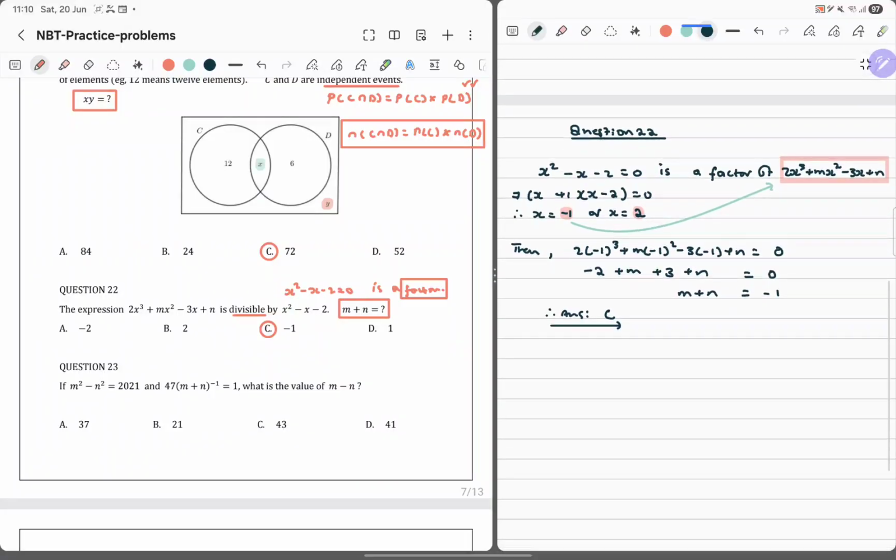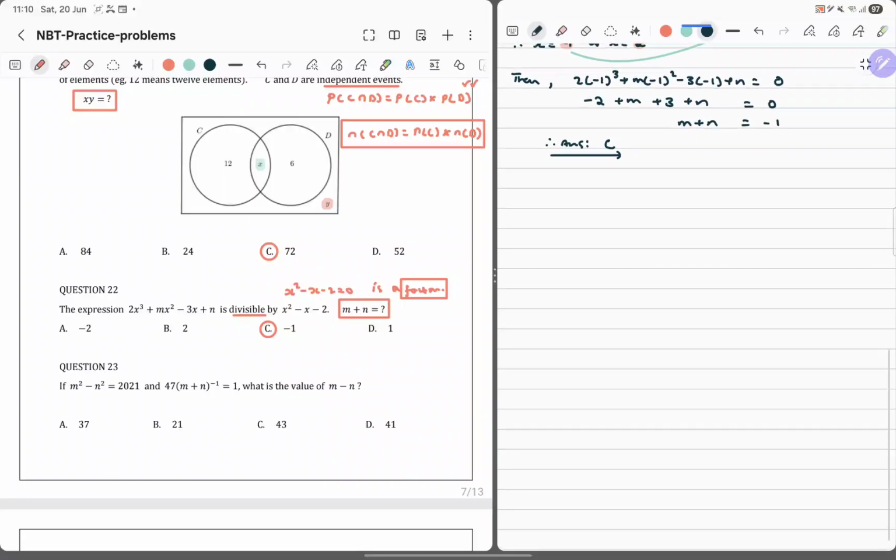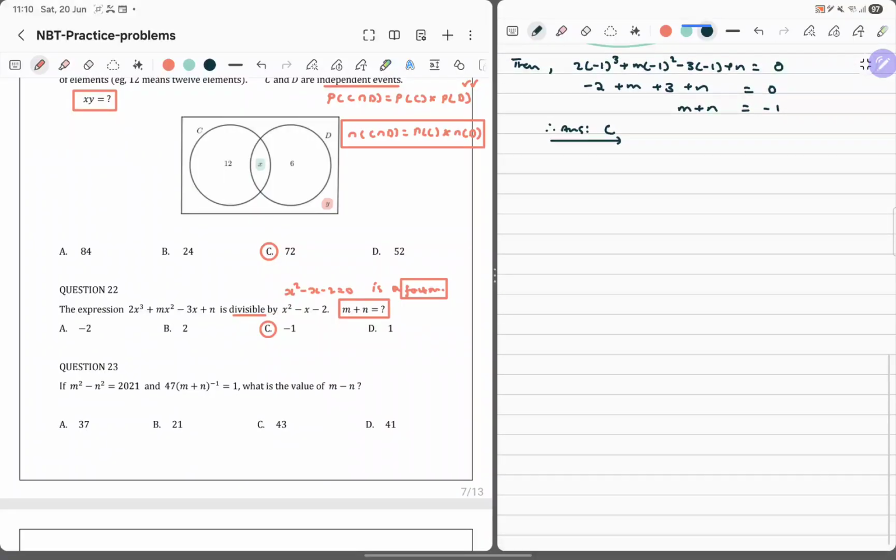All right, so that's it, folks. We are done with this question. It wasn't as bad as it wanted to look. So let's look at question 23.